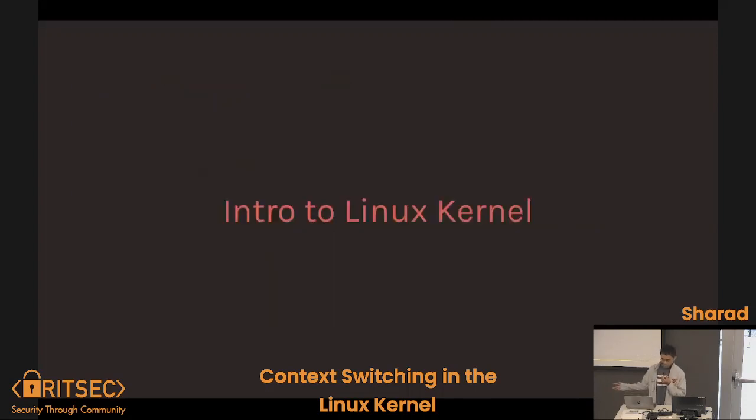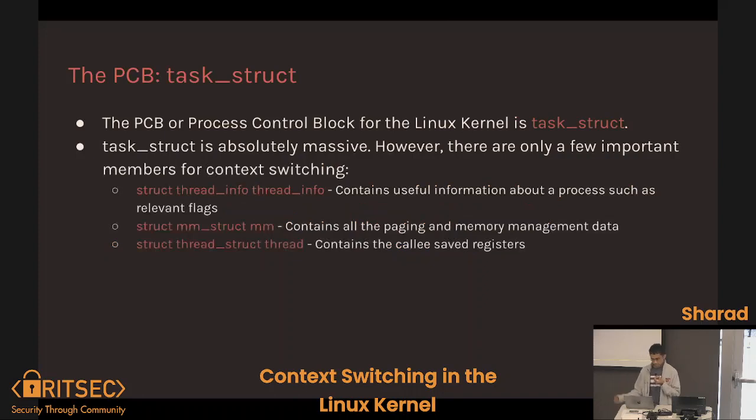So before we actually talk about the Linux kernel specific stuff, I have to give a brief introduction into the Linux kernel. If you've taken an OS course, you should be familiar with what the PCB is, the process control block. In Linux specifically, the process control block is task_struct. Task struct is absolutely massive. I think it's like a page and a half, which is quite a few thousand bytes. There's a few important members that are used specifically in context switching.